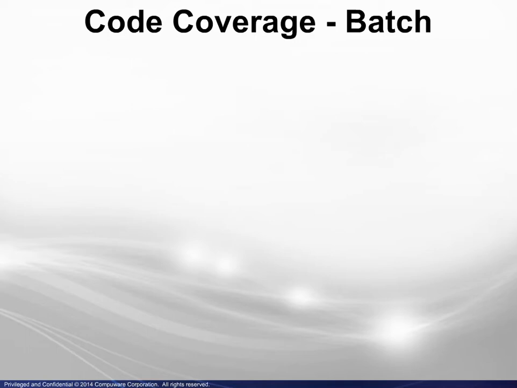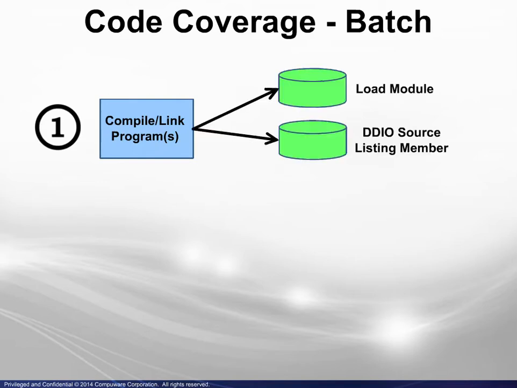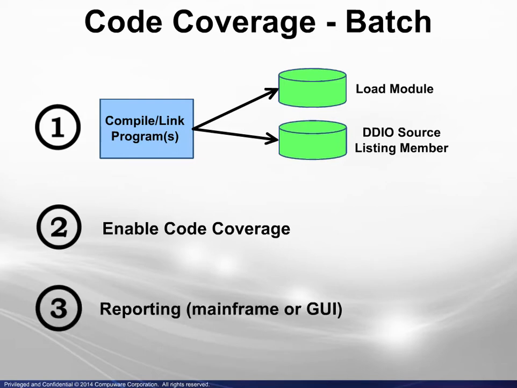For batch applications, programs to be tested must be compiled and linked, producing the load modules and corresponding DDIO source listing members. This accommodates the Expediter requirement. Next, code coverage must be enabled. When testing is complete, reporting may be done.